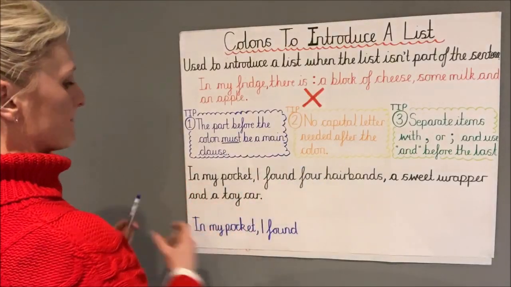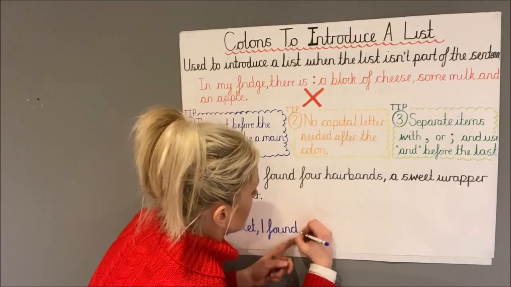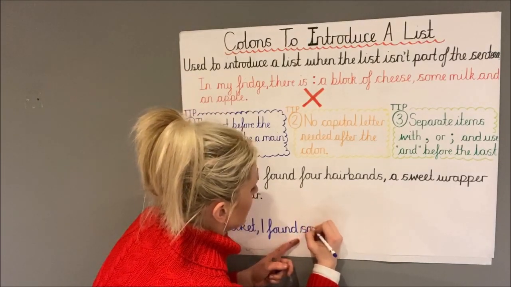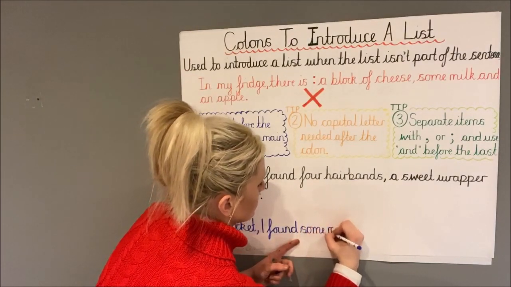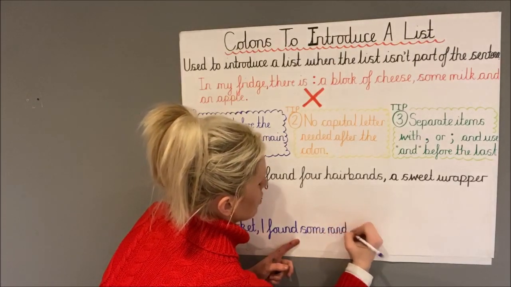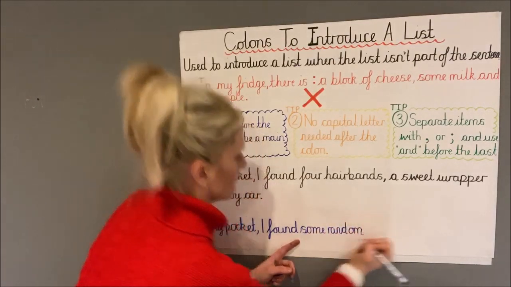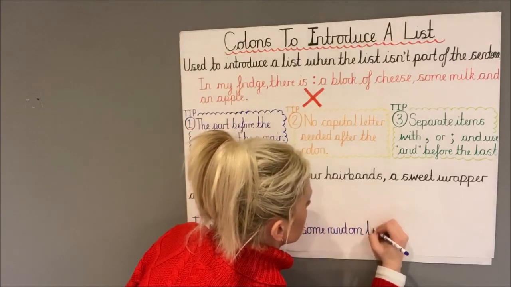So I'm going to say, in my pocket I found some random things. That's like my team name or my group name for the items I found. Some random things.